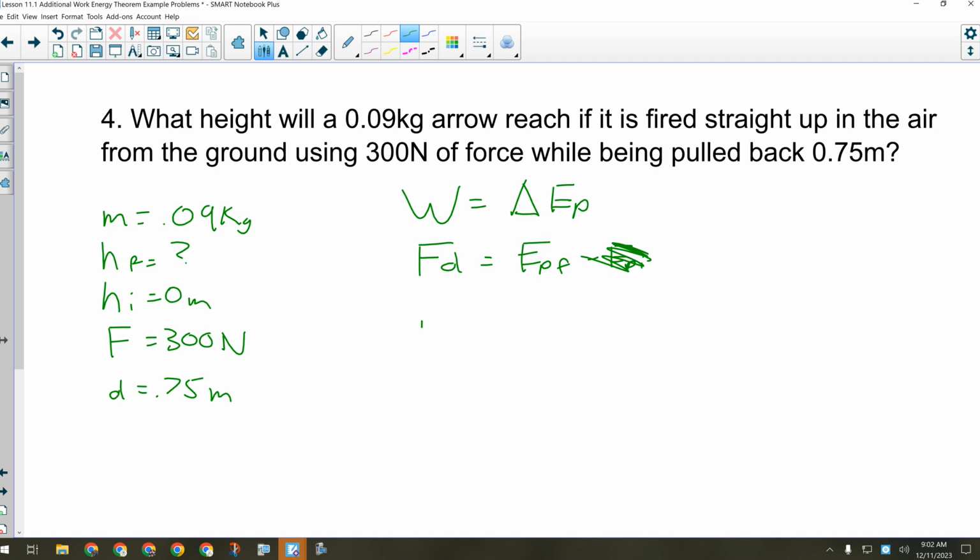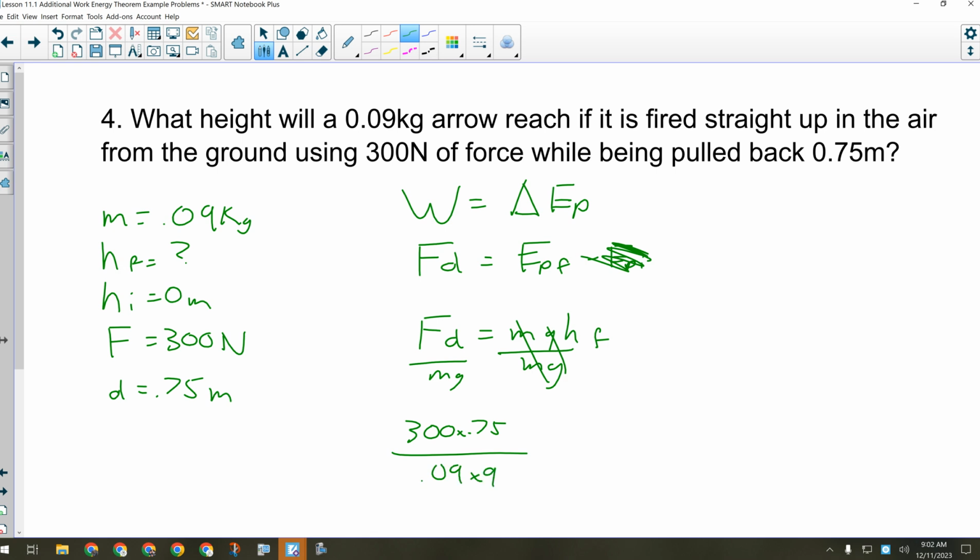So force times distance equals m times g times h final. We're looking for h final, so all we have to do is divide both sides by m times g. So we have 300 times 0.75 divided by 0.09 times 9.81.